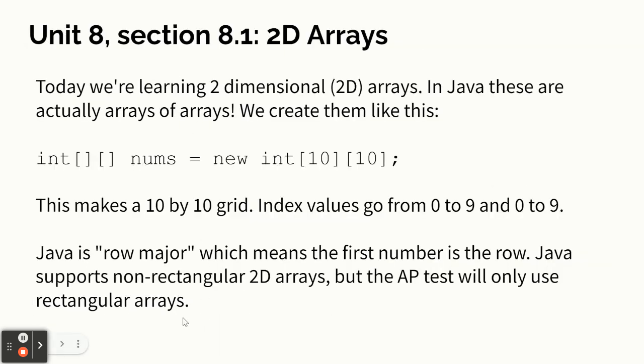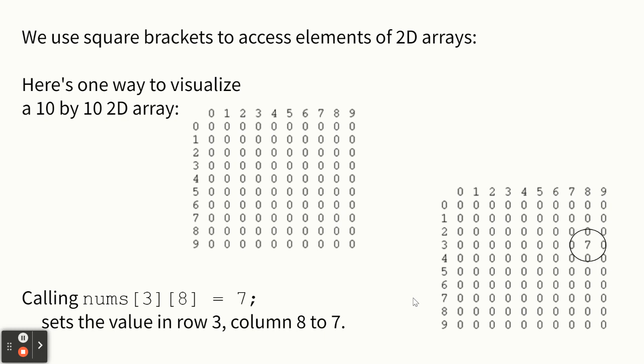It says here, Java does support non-rectangular 2D arrays, but our AP test will only be using rectangular ones. They could be jagged, so they wouldn't have the same number of items in every row and column. That's not terrible. It's fascinating.